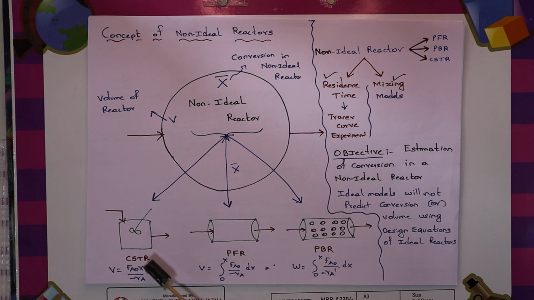FA0 is the molar flow rate. X is the conversion in this particular reactor. RA is the rate of reaction. The PFR, the plug flow reactor, follows the design equation: the volume of this particular plug flow reactor is the integral from 0 to X of FA0 by minus RA into dX.